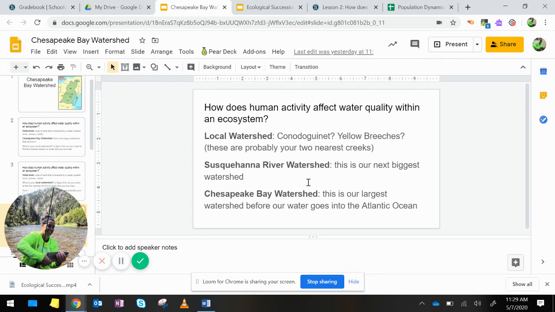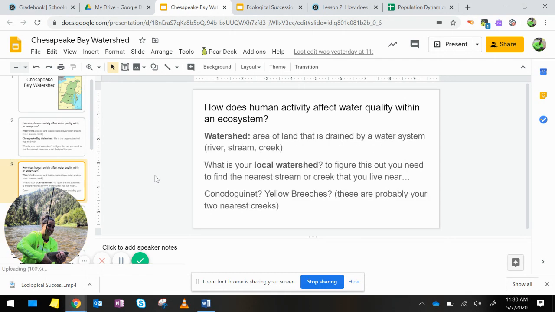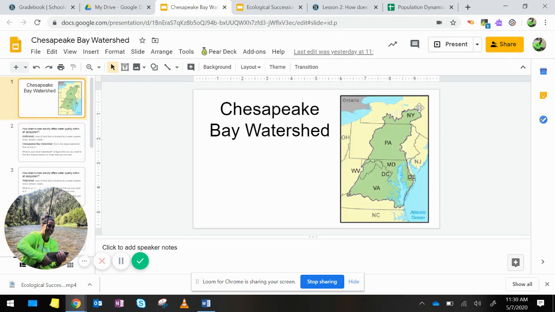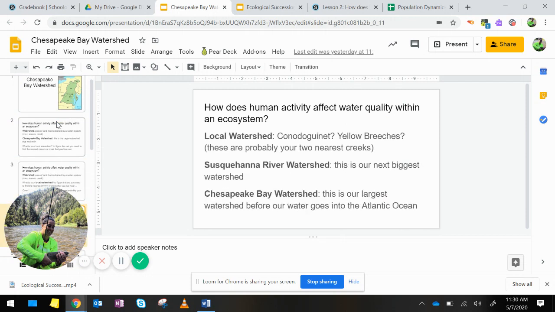The Susquehanna River watershed, this is our next biggest watershed. All of the water, whether it's coming from the Connedaguinet Creek, whether it's coming from Yellow Breeches, whether it's coming from Clark's Creek, it's all running into the Susquehanna. So this is our next biggest watershed. The Susquehanna River then takes our water to the Chesapeake Bay watershed. Okay, so if you look at the Chesapeake Bay watershed, you'll see New York, Pennsylvania, Maryland, Delaware, West Virginia, and DC. Those are all contributors into the Chesapeake Bay watershed.